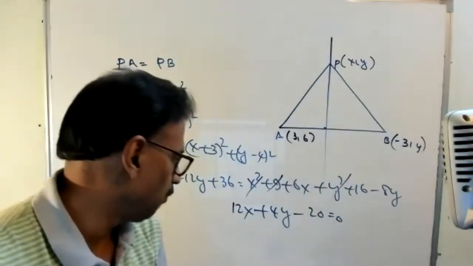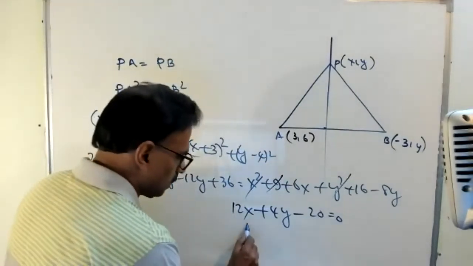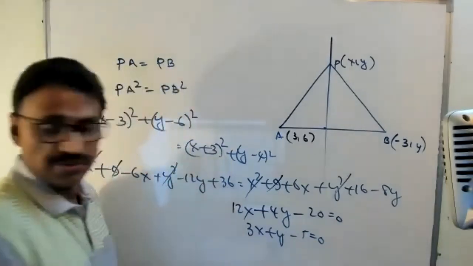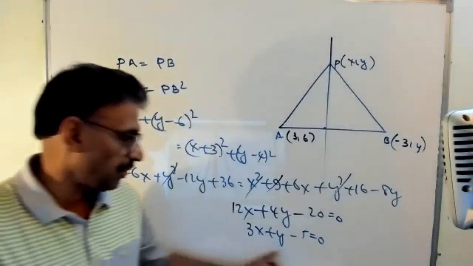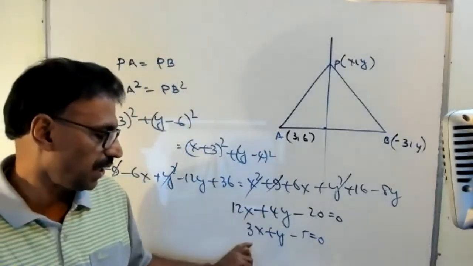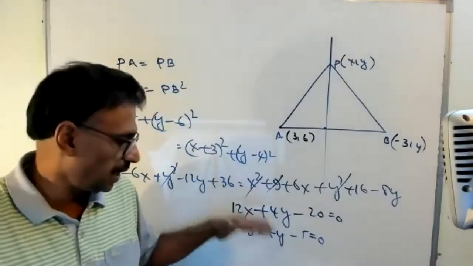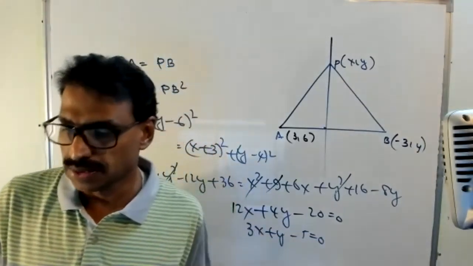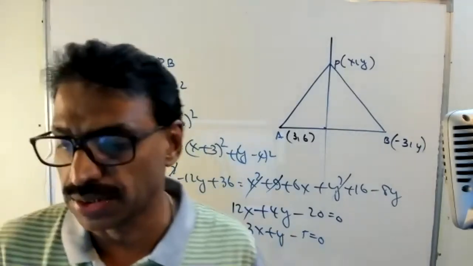Okay, now we can cancel by 4. 3x + y - 5 = 0. This is the equation. Now we got the equation. This is the equation of the perpendicular bisector of AB. 3x + y - 5 = 0 is the equation of the perpendicular bisector of AB.